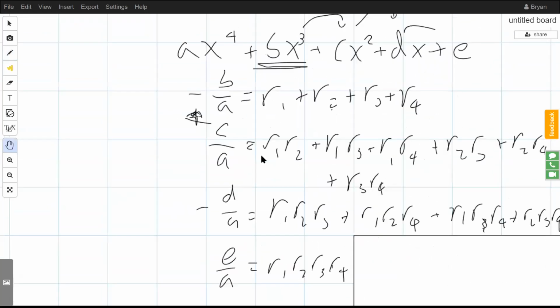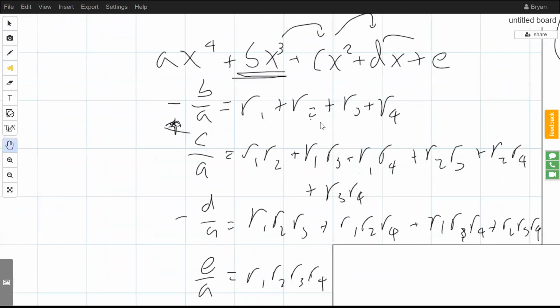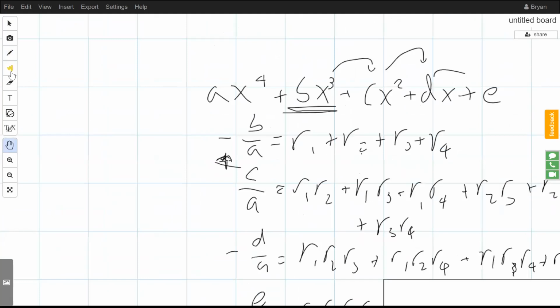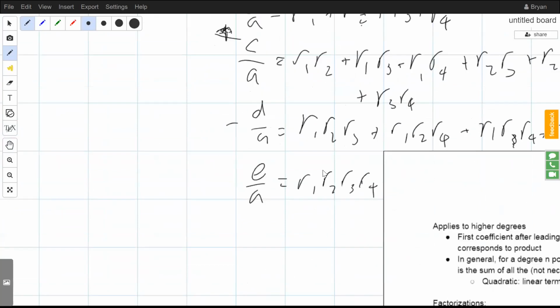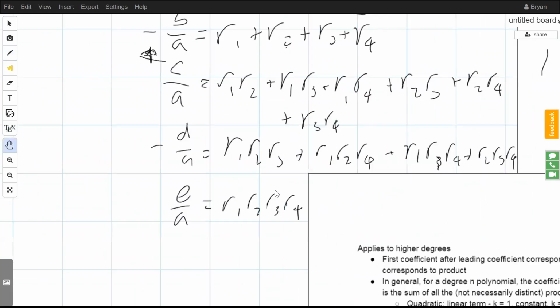But in general, if you do see a higher degree polynomial and you need these, you're really only concerned with this term and this term, maybe this term. Generally speaking, it's sort of hard to deal with the middle terms because of just how complicated these expressions can get.